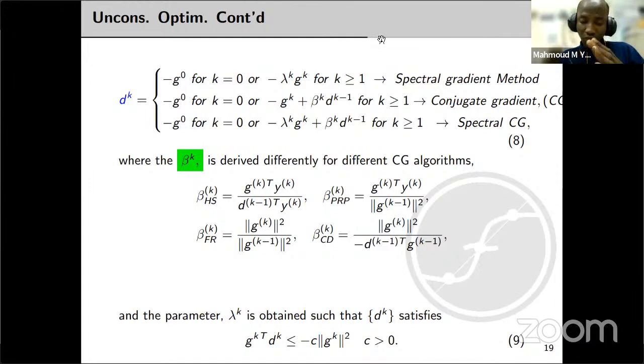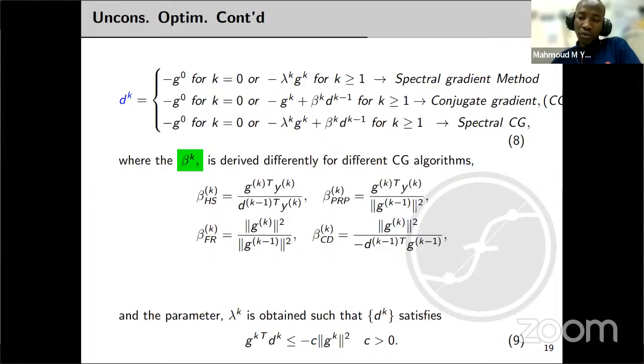So this direction is simply defined like this. When k is equal to 0, you are just computing the negative of the gradient, as in all these classical and well-known algorithms. Whereas if k is greater than or equal to 1, you have what they call the spectral gradient method, where you multiply the gradient by a positive term, the spectral parameter. However, if the direction is defined for k greater than or equal to 0 with an additional term, beta k multiplied by the previous direction, this is what people call conjugate gradient algorithms. If we combine the spectral gradient with this second part of the conjugate gradient, we end up with what people call spectral conjugate gradient.